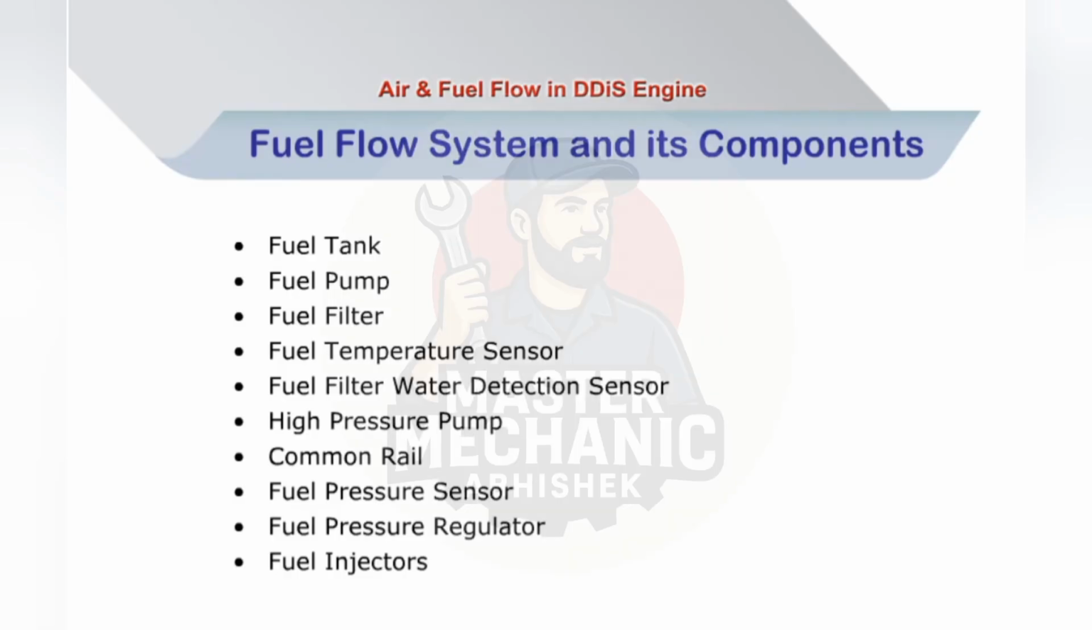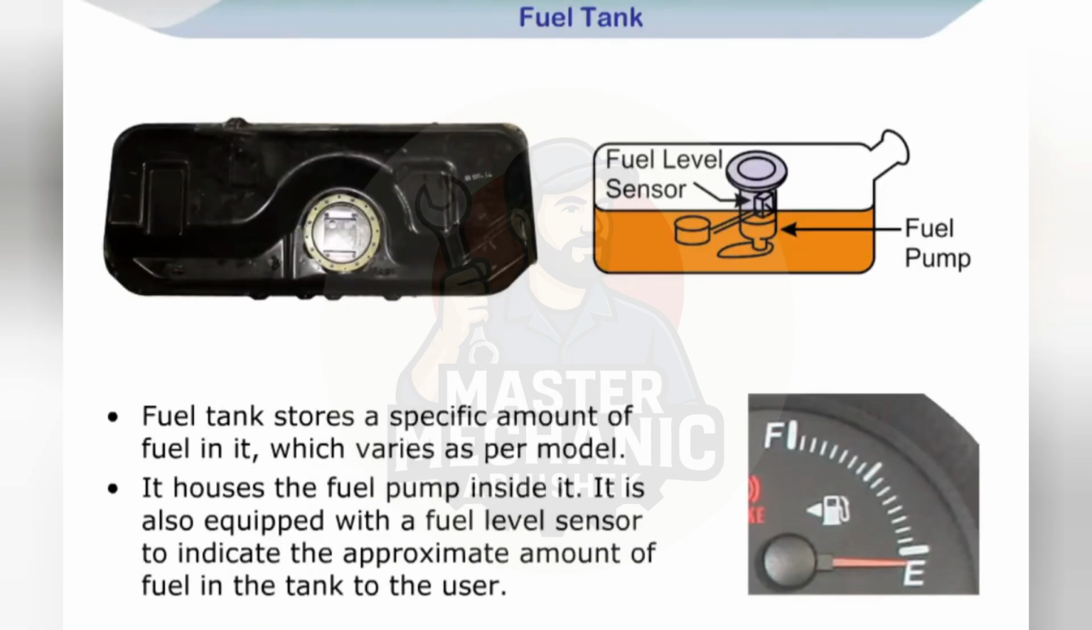Let us examine fuel flow system and components used in DDIS engine. Fuel tank stores a specific amount of fuel in it, which varies as per model. It houses the fuel pump inside it. It is also equipped with a fuel level sensor to indicate the approximate amount of fuel in the tank to the user.